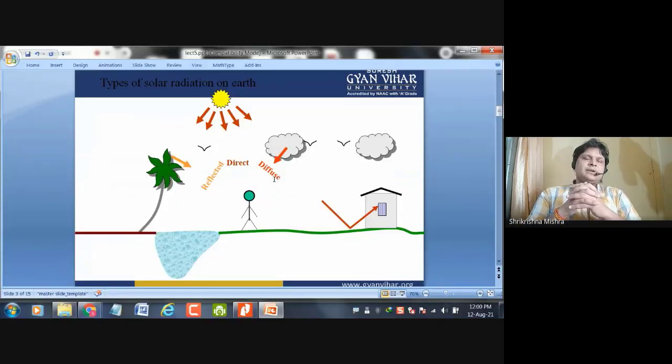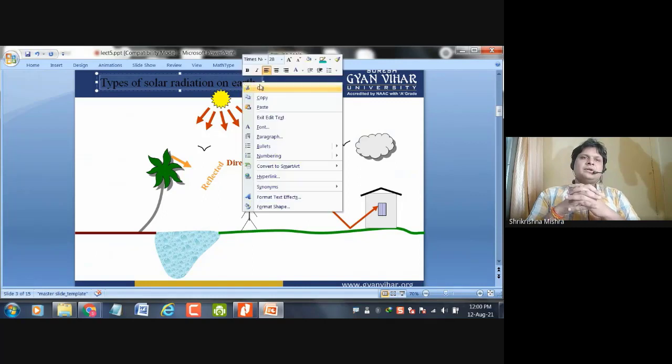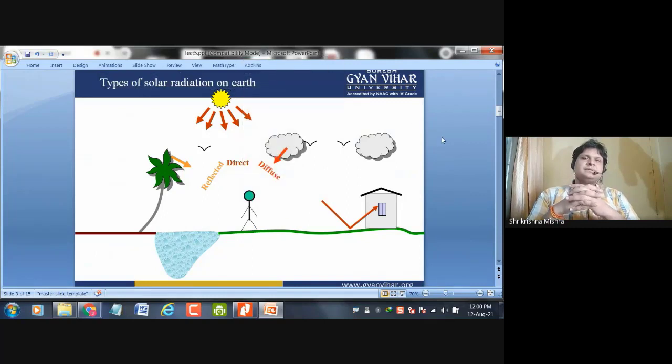Start first of all with the radiation that is coming onto the earth. As I have already told you before, not all of the radiation coming from the sun enters the earth's surface. First of all, there is the atmosphere. There are a lot of gases in the atmosphere, and through those gases, what happens? There are dust particles also.